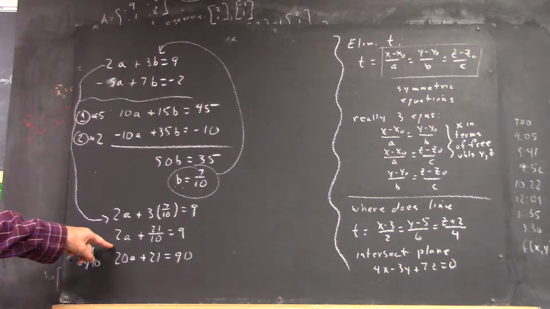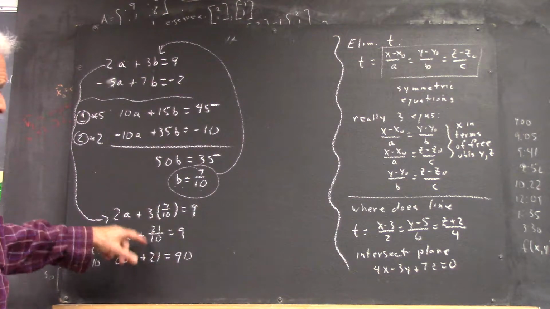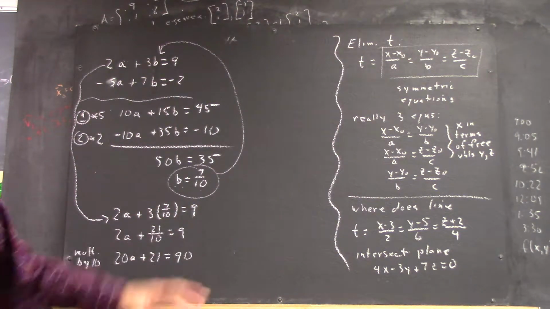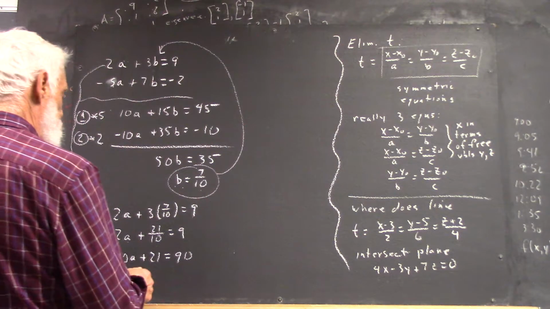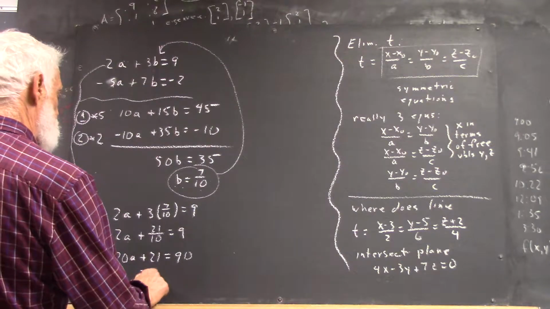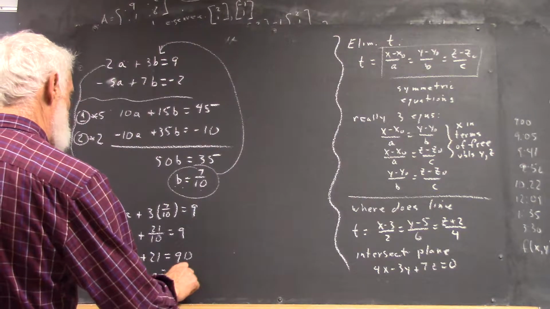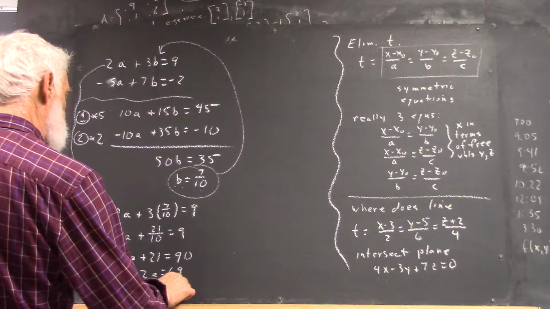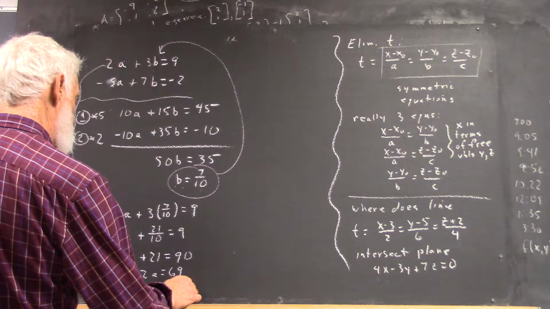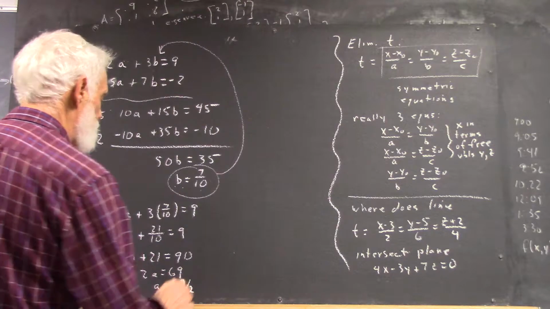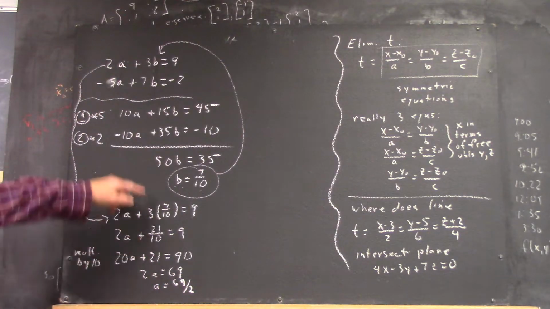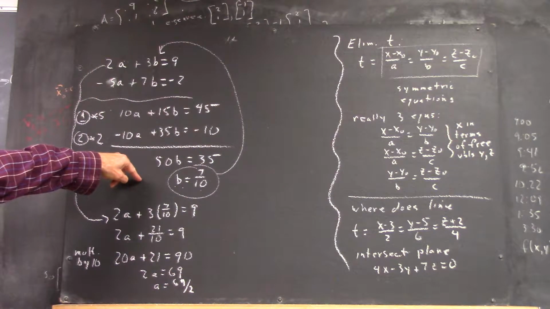Oh, yeah. Okay? Now, if I've got decimals, you know, if everything's in decimals, then it maybe doesn't make that much difference, although there are things that we do there that I'll show you. So this gives us 20a equals 69, so that a equals 69 halves. And these are exact solutions.